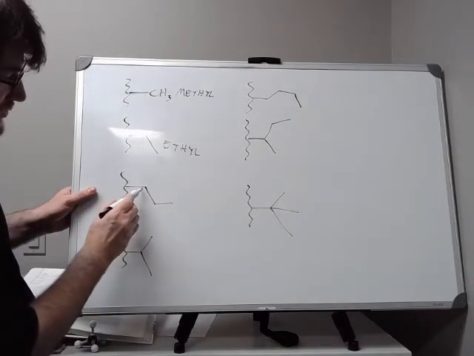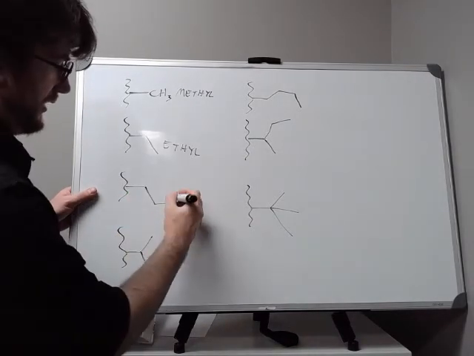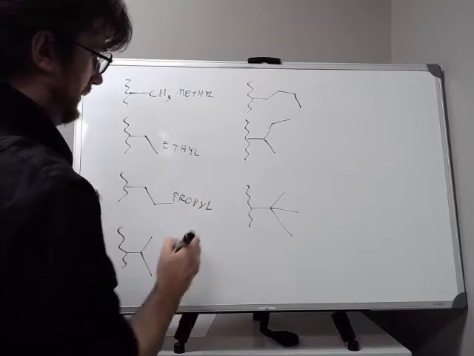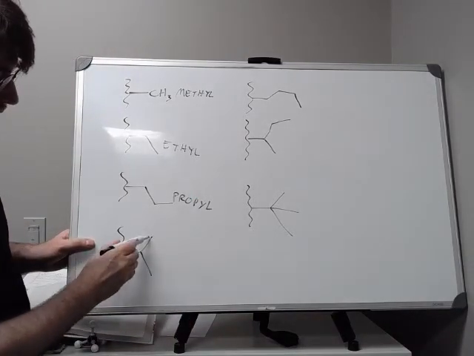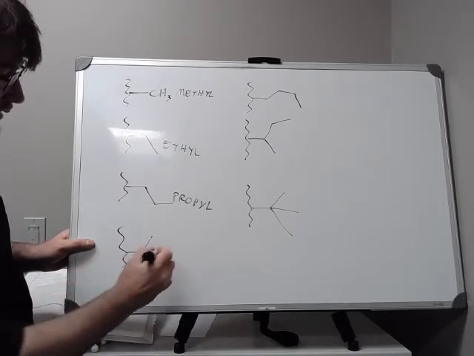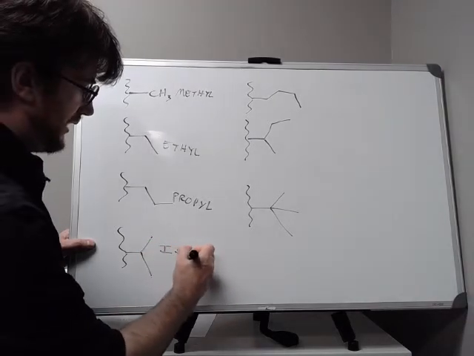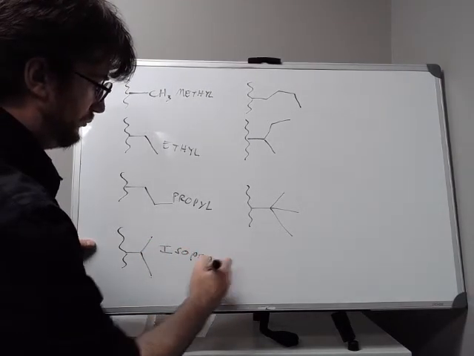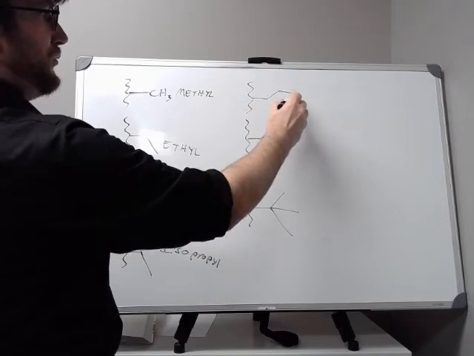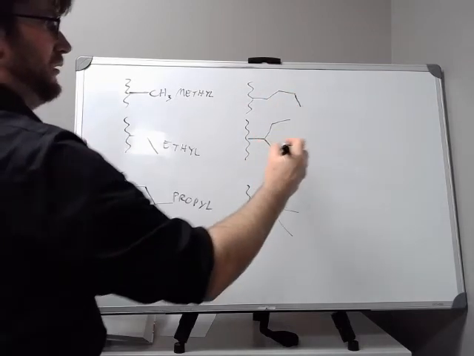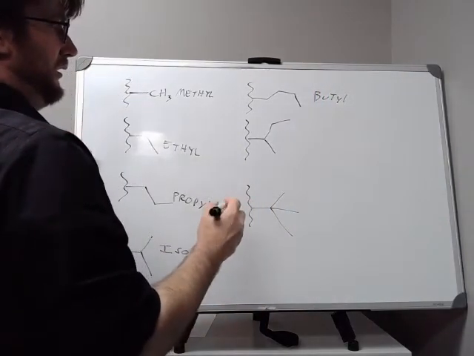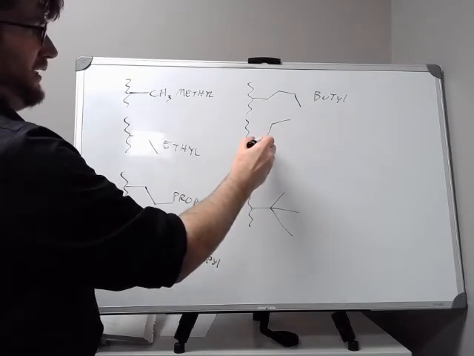We can have all 3 carbons in a straight line, 1, 2, 3, and that becomes a propyl group. Or we can have a branch. And so now we have 3 carbons again, 1, 2, 3, but we connect to that middle carbon. And so that is the isopropyl group. If we come over here, we have 1, 2, 3, 4 carbons in a straight chain. That is a butyl group.